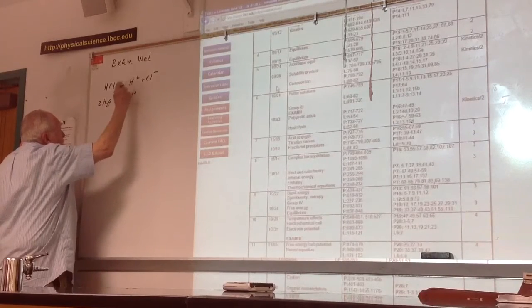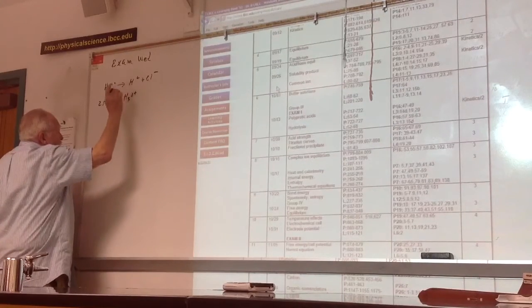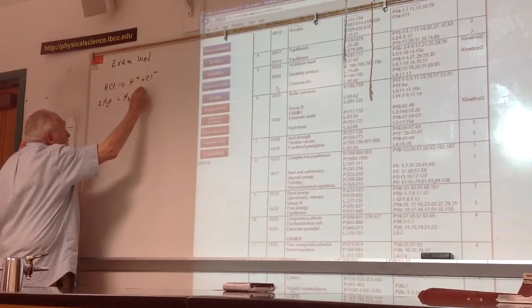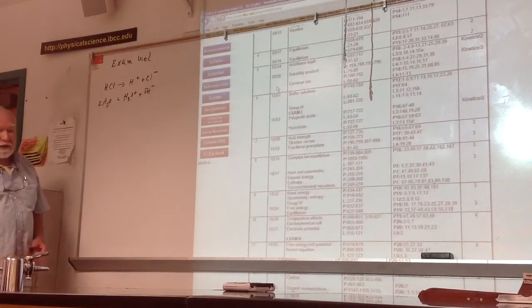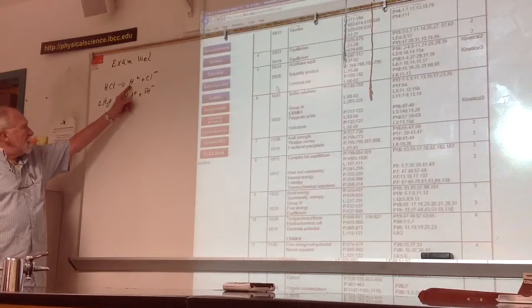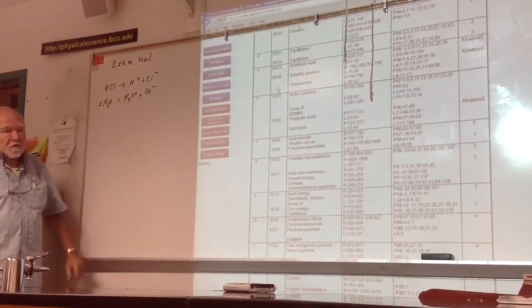Took a shortcut here, but remember, you can't have a hydrogen ion by itself in water. The 10 to the minus 8th molar one was a common ion problem where we had to take into account both the hydrogen ion from the HCl and the hydrogen ion from the water.